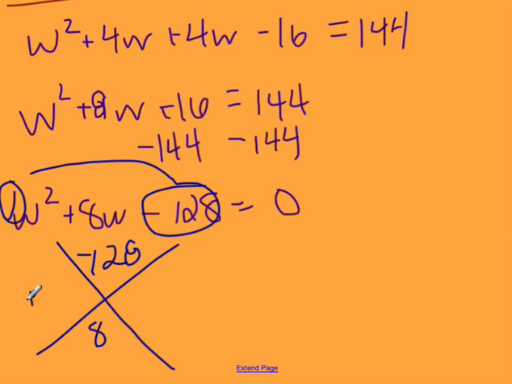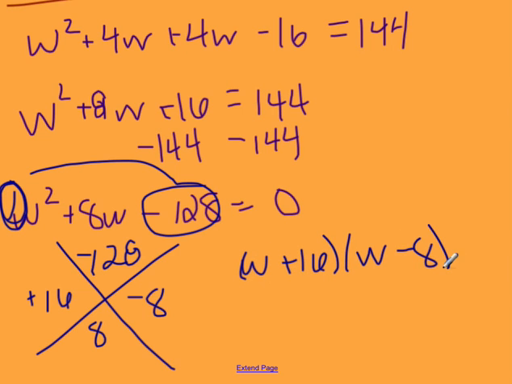So we need a positive and a negative factor. This is where multiplication charts come in handy. You can kind of just play around with numbers, see what fits, and so forth. What I found that works is 16 and negative 8. Because this number right here is 1, I can immediately put this into factored form, meaning my factors are W plus 16 and W minus 8. And we're setting that equal to 0.